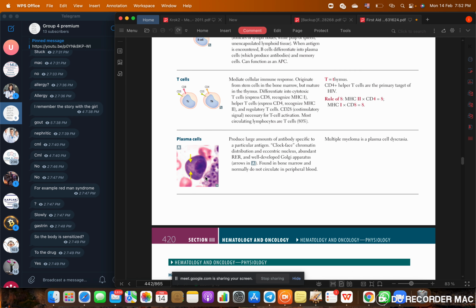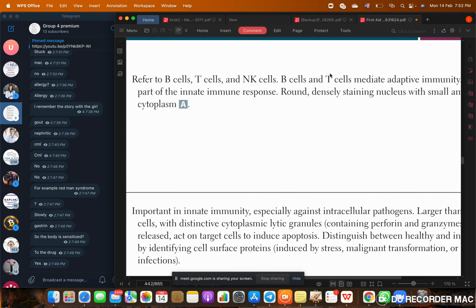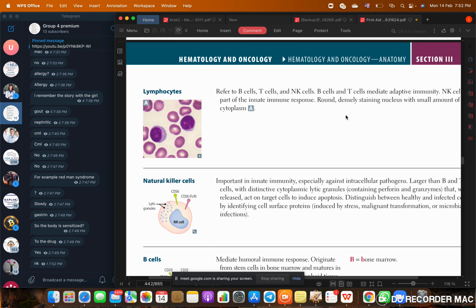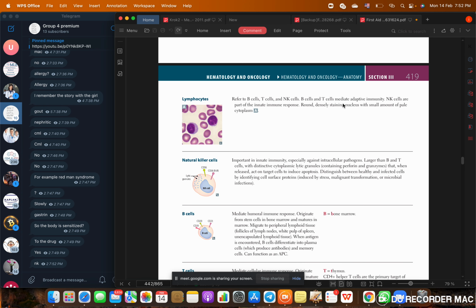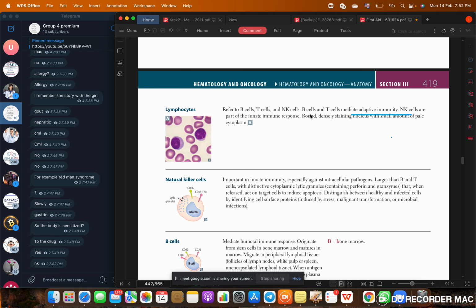Lymphocytes, we spoke about them already, but let's do it again. So we have lymphocytes. They refer to the B cell, T cell, and natural killer cells. The only one here that is part of the innate immune system is natural killer cells. Absolutely correct. B cells and T cells mediate the adaptive immunity, while the natural killer cells are a portion of the innate immunity.